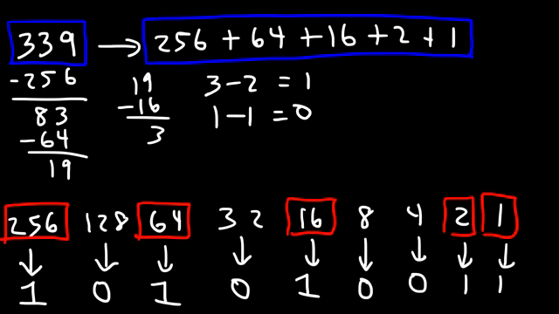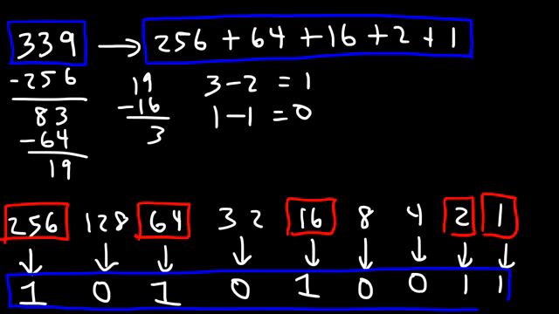So a 1 means on or yes, and a 0 means off or no. And so this is the answer. So 339 is equal to 10101011.